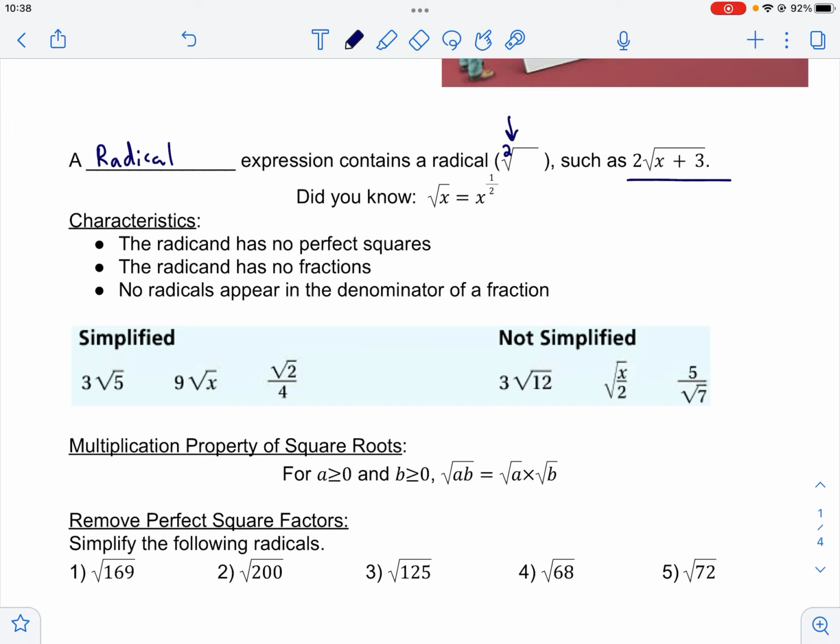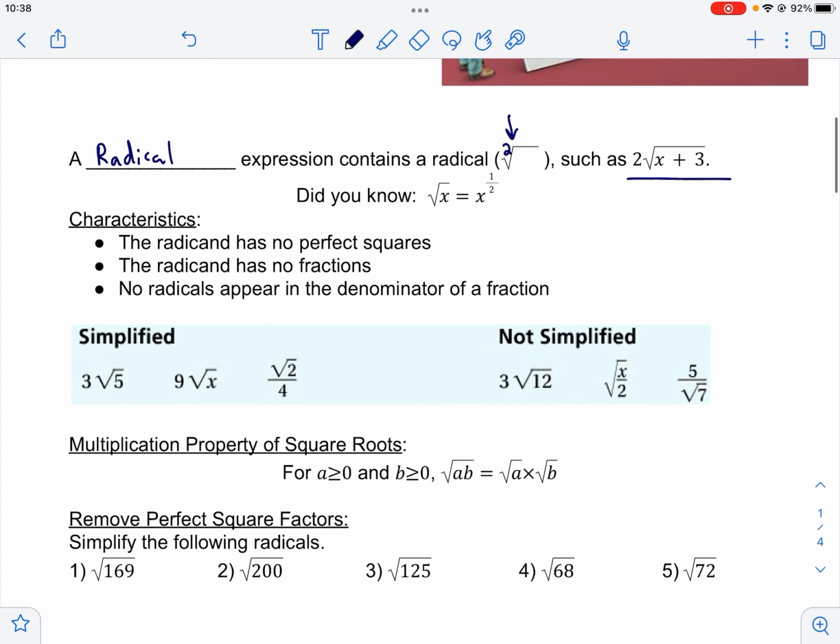You might have learned that the square root of x is the same thing as x to the 1/2 power. Again, that's because x has an exponent of 1, and anytime you have a square root, that has an exponent of 2 outside of the radical. So if we were to write it, the exponent is always the top number, and the root or the radical is always the bottom.